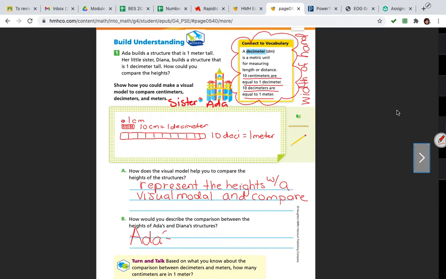So Ada's structure is 10 times higher. The marker's not writing very good today. So Ada's structure, this one right here, is 10 times taller than her sister Diane's, because 1 meter is 10 times more than a decimeter. And I always remember a decimeter is about the width of my hand.